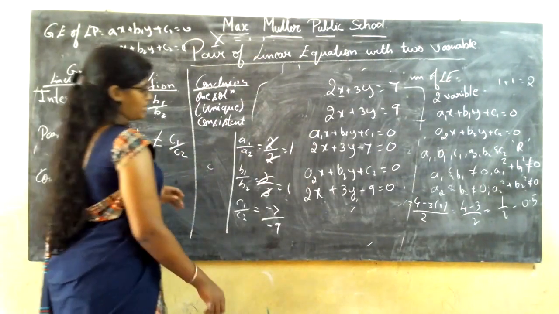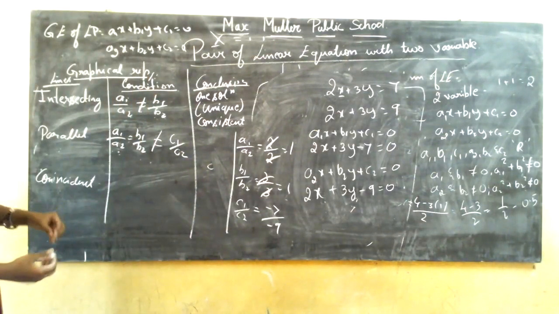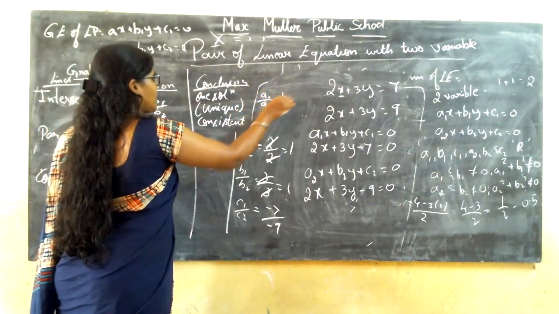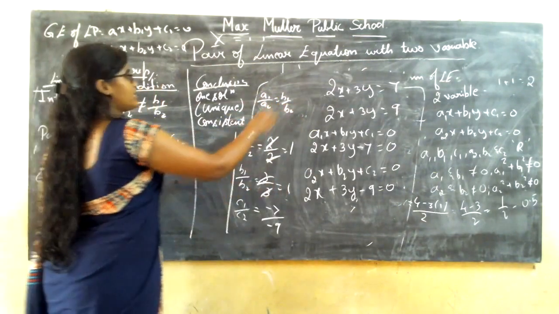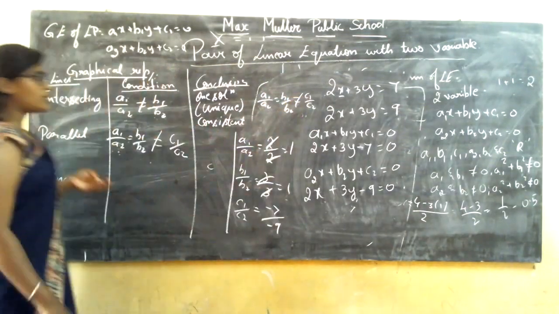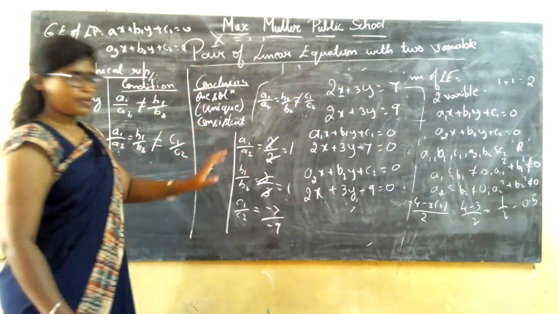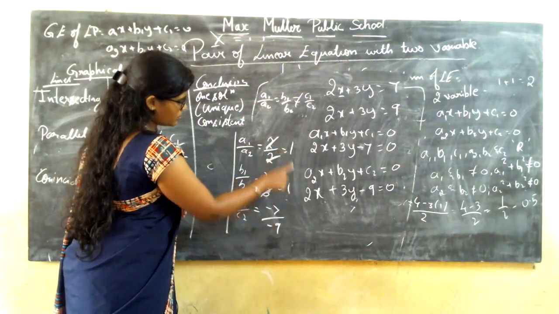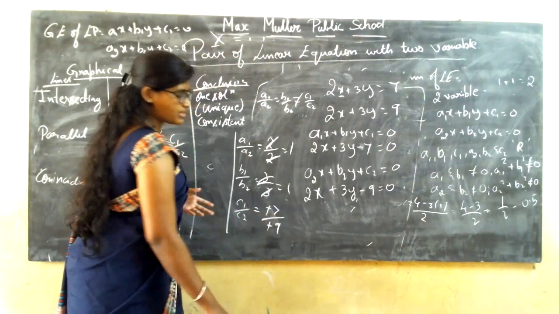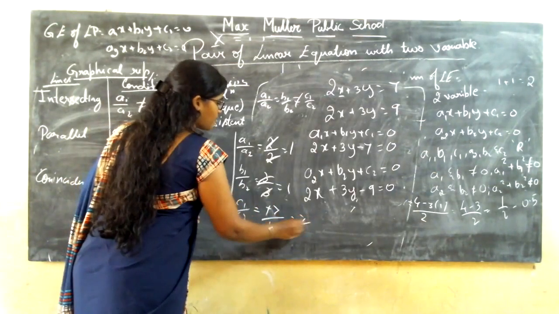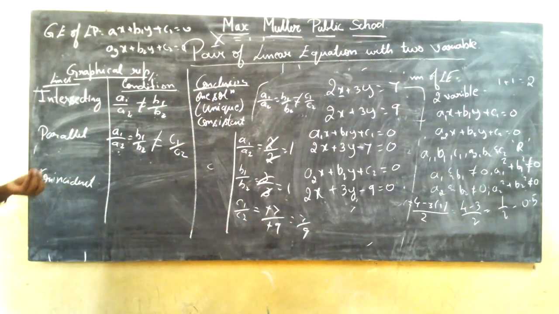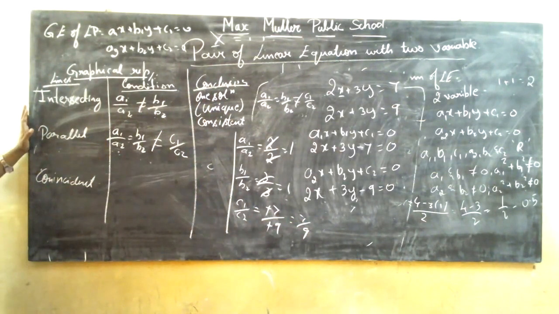If it is not intersecting lines, what is the next condition you wanted to see? If A1 by A2 is equal to B1 by B2, the next condition is whether it is equal to C1 by C2 or not equal to C1 by C2. Till now we have learned about the parallel line where C1 by C2 will not be equal. So see, this is 1, this is 1. C1 by C2 is minus 7 and minus 9. If you cancel the minus signs, you will be left with 7 divided by 9. 7 divided by 9 is not equal to 1. So you are going to say it is a parallel line.